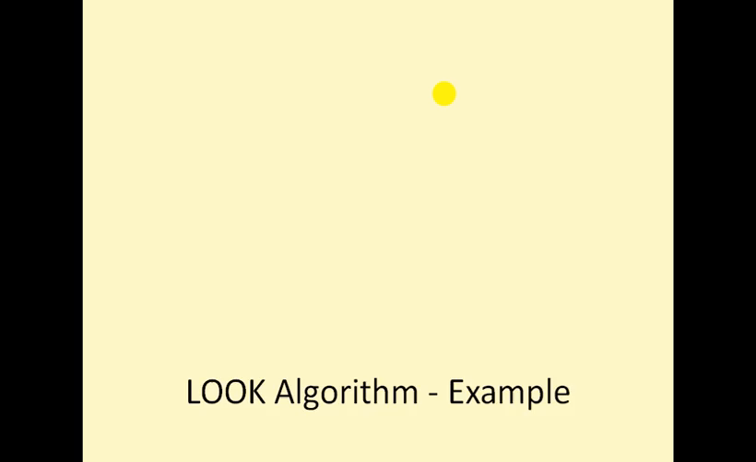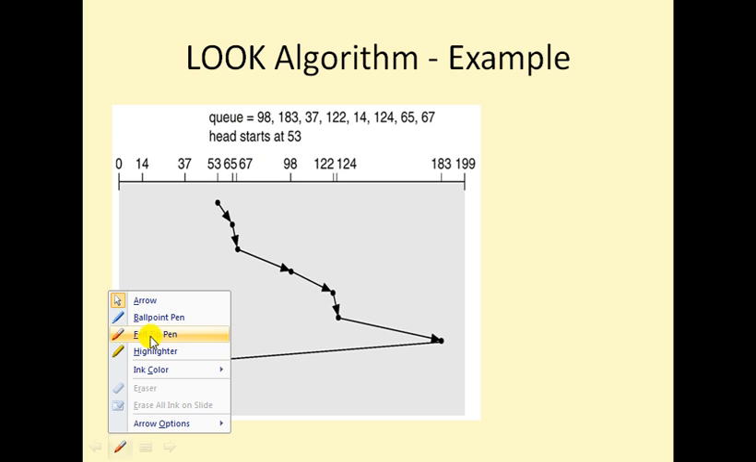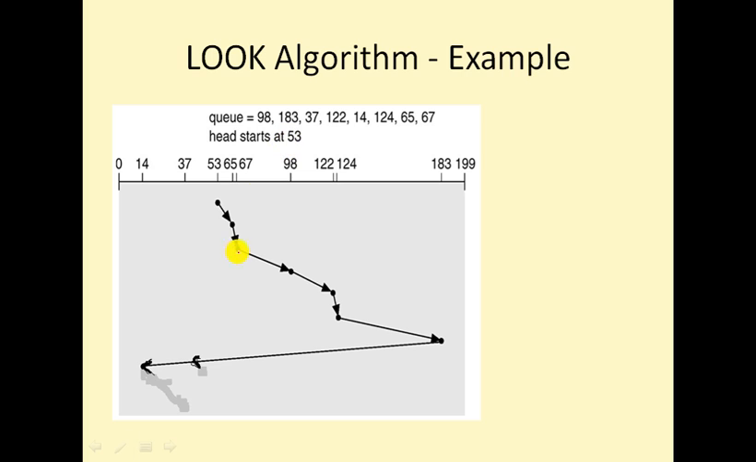Now we will understand this Look algorithm by taking one example. In the given example, there are a number of track requests available in the queue and the head position starts at 53. So the head starts at 53, and this is the ready queue. The ready queue consists of 8 requests.